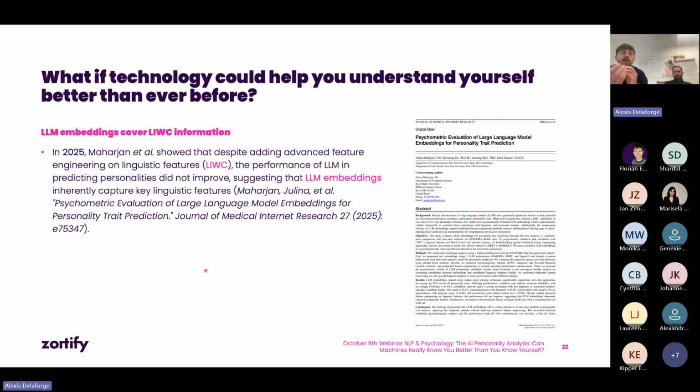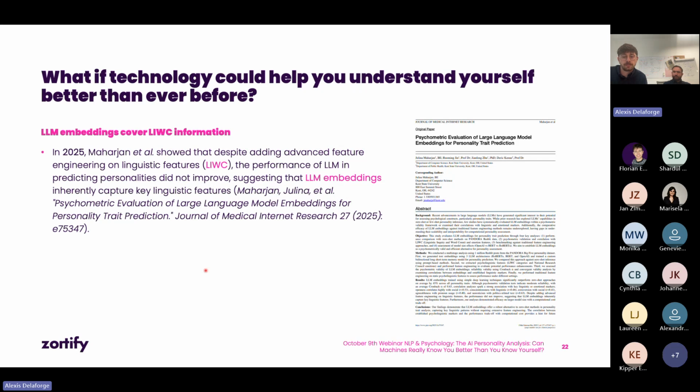They compared the linguistic features that Alexi just described before with LLM embeddings, and they ran an experiment where they encode text using features extracted from the LIWC plus an LLM embedding, and an LLM embedding alone. And what they have demonstrated is that LLM embeddings inherently capture all the key linguistic features that are relevant to predict personality, which in conclusion means that LLM embeddings are sufficient or even more powerful to predict personality, which is a really good signal.